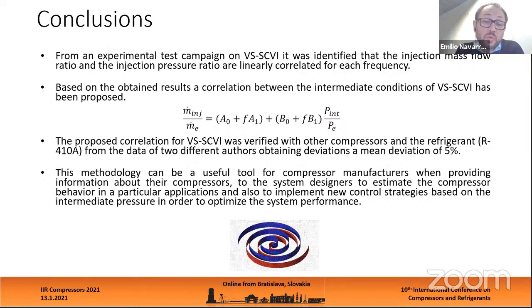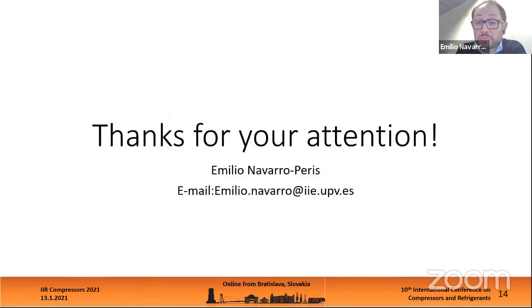And finally, we would like to add that this methodology can be a useful tool for compressor manufacturers when they try to provide information about their compressors to the system designers in order to estimate the performance of the vapor injection scroll compressor for a particular application. It could also be helpful in the modeling approach in order to define new control strategies based on the control of the intermediate pressure. So thanks for your attention.